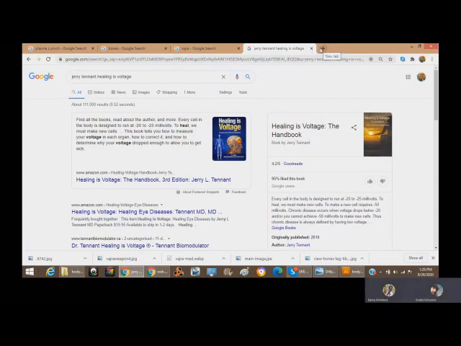I read The Body Electric, and I'm blanking on the author. Okay, I thought I heard of both. Let me see. I'm going to type that one in too.